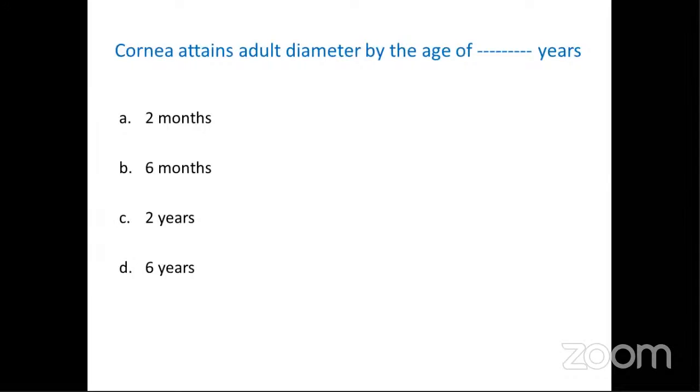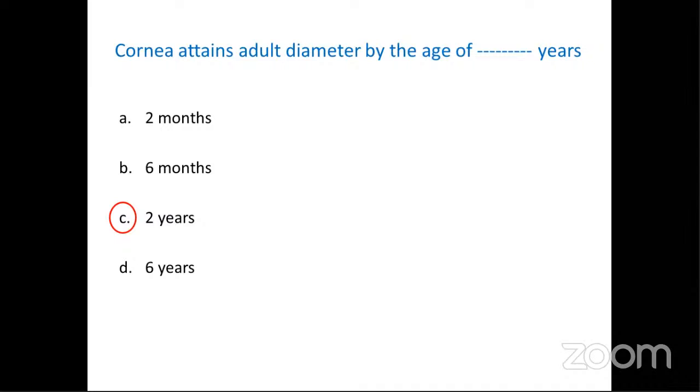Yeah. So the cornea attains the normal diameter by the age of how many years? 2 months, 6 months, 2 years, or 6 years. At what age does the cornea attain the adult diameter? That will be 2 years. Most of the things in a child happen near the age of 2 years. Hardly, it will be 3 years also.